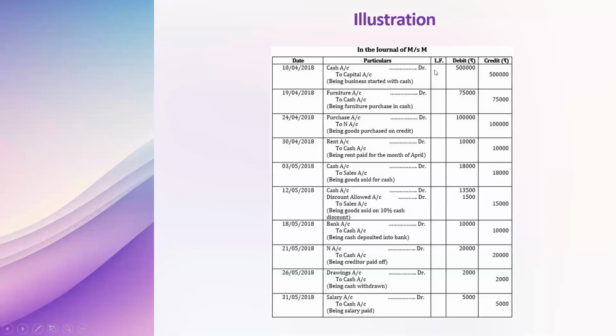And then is the ledger folio column. The ledger folio column is for the ledger where this transaction is being posted. So that page number would be mentioned here: the ledger's page number where this particular transaction is being entered.